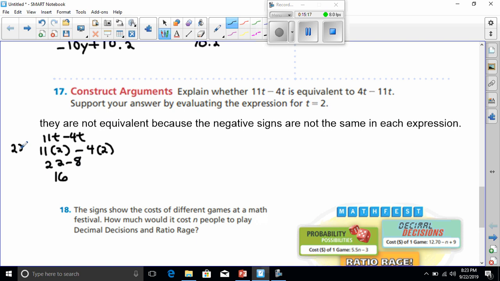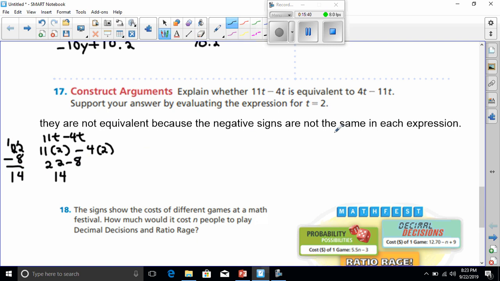Try that out. 22 minus 8. Yep. Borrow 1. That's going to give me 14. I apologize, 14. Always good to double check your work, everybody.